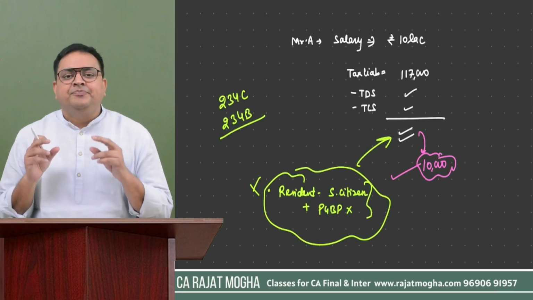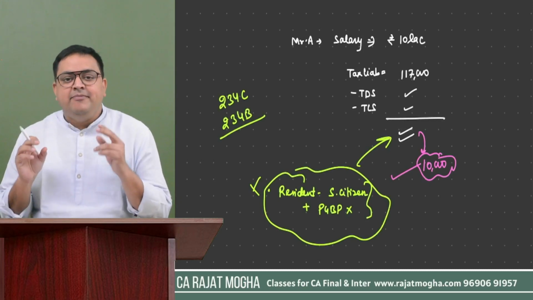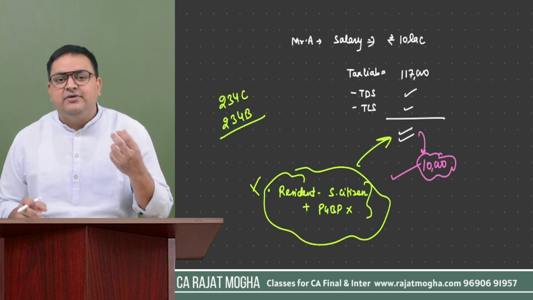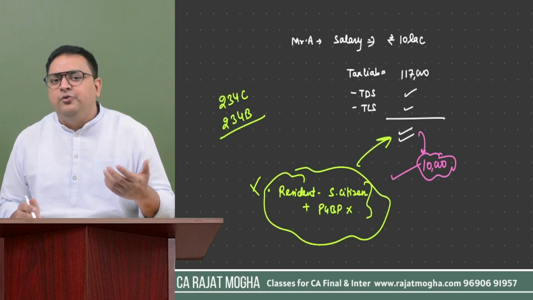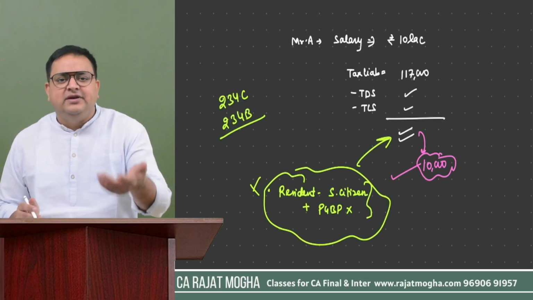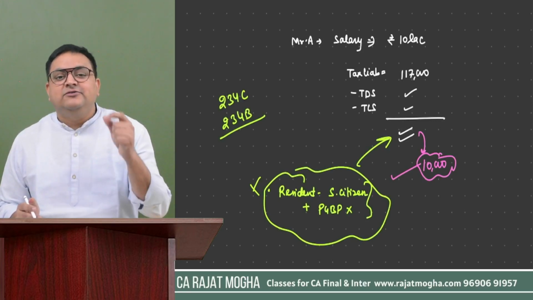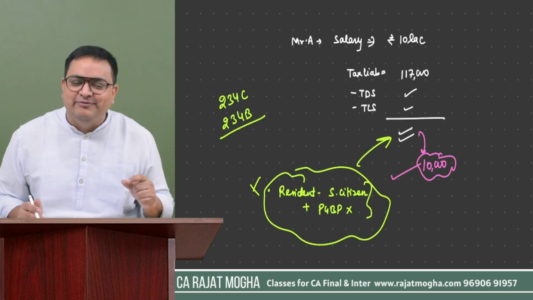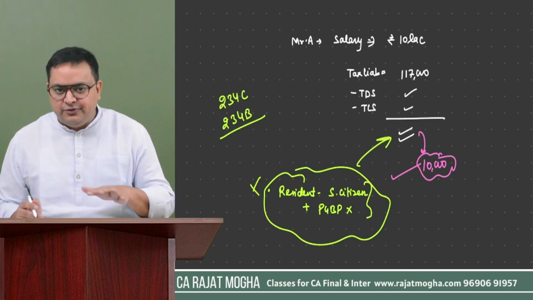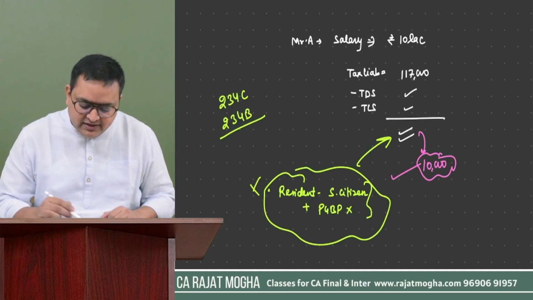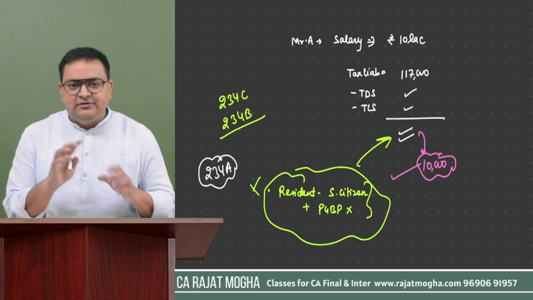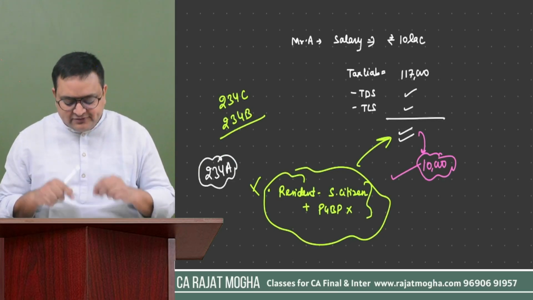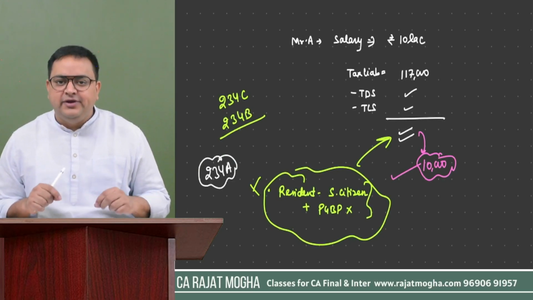234C and 234B can be attracted if I do not pay my advance tax liability, or even if I pay it but pay very little. Let's say I have to pay 1 lakh rupees, but I have only paid 10,000 rupees, 20,000 rupees, 30,000 rupees. Even in the case of short payment, these sections could be attracted. There is one more provision of interest, 234A, but 234A is not because of advance tax.